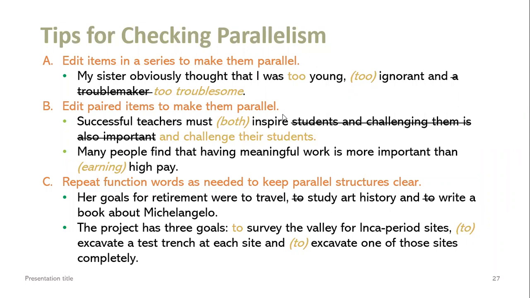And last we have C, repeat function words as needed to keep parallel structures clear. So function words are articles, prepositions, and subordinating conjunctions. Oh, and the word to as well. And these give information about a word or indicate the relationships among words in a sentence. You can omit function words when the parallel structure is clear without them, as we see in the first example under C. Her goals for retirement were to travel, study art history, and write a book about Michelangelo.